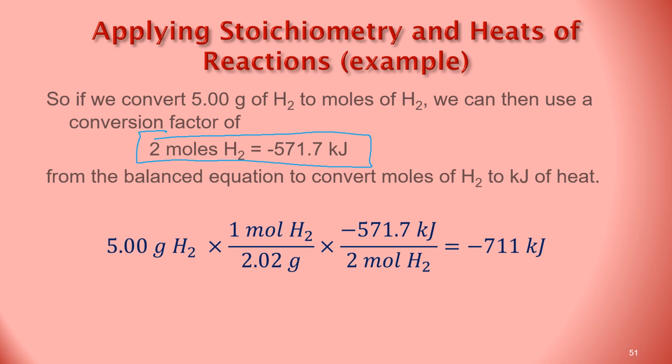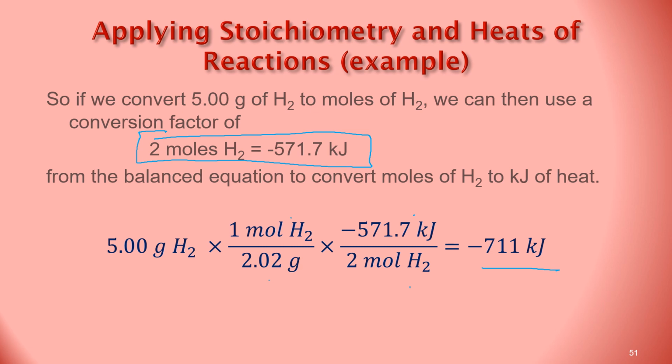And so 5 grams of H2, we first convert it to moles of H2. And then 2 moles of H2 gives off 571.7 kilojoules of heat. So altogether, this reaction will give off negative 711 kilojoules if we react 5 grams of H2. And let's think through it: 5 grams of H2, if each mole is 2 grams, this is about 2.5 moles, so it makes sense.